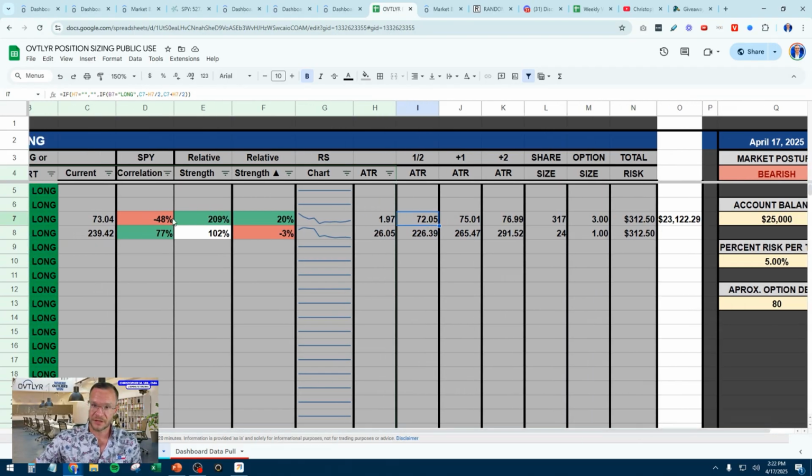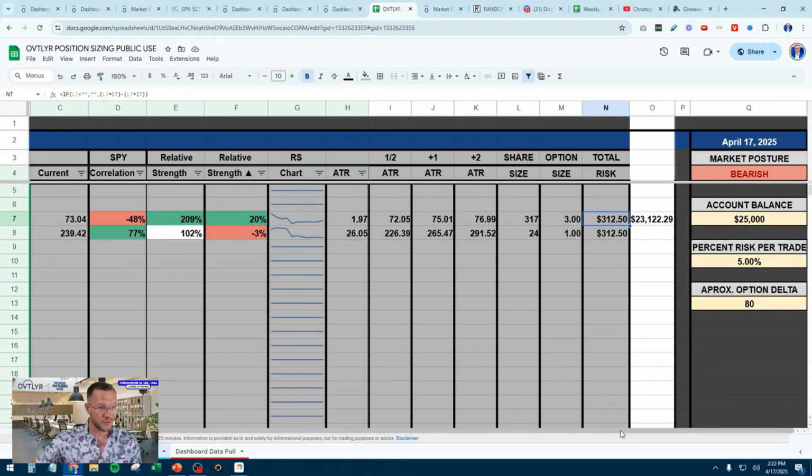The difference between 73.04 and 72.05 is about $1. About $1 times 317 shares gets you $317 of risk. Pretty cool, right? Or $312 in risk. We're not trying to take this all the way to zero. So that's why I said this is somewhat of a loaded question, because you could go nearly full port into Coke, but you probably wouldn't want to.